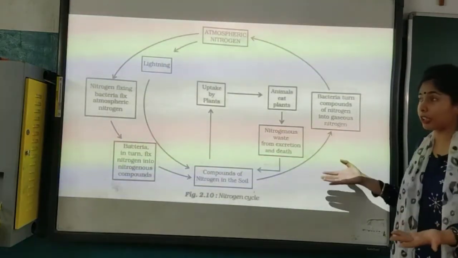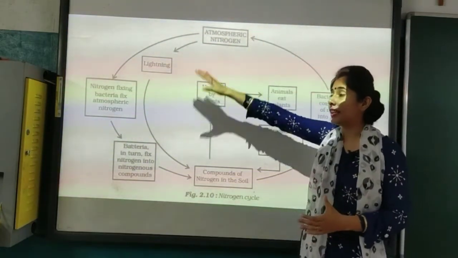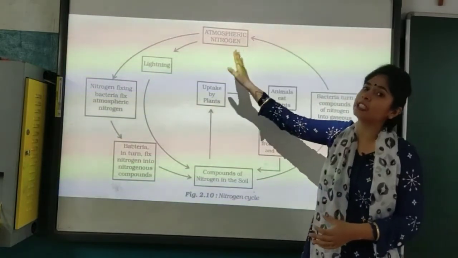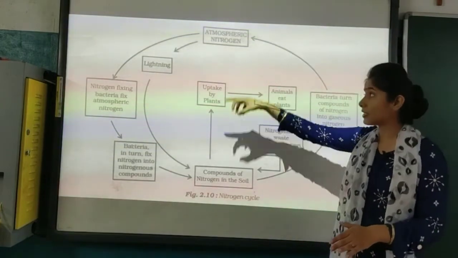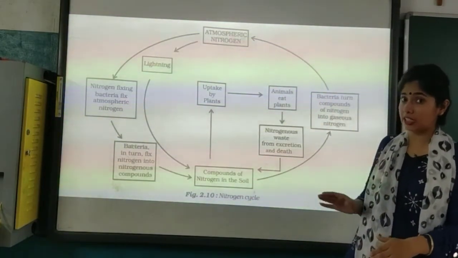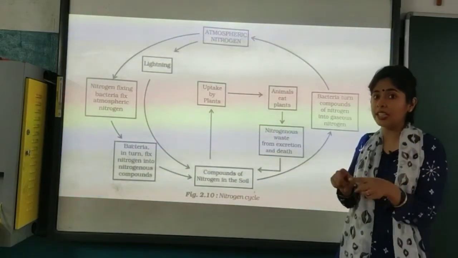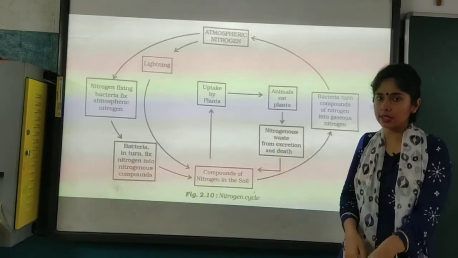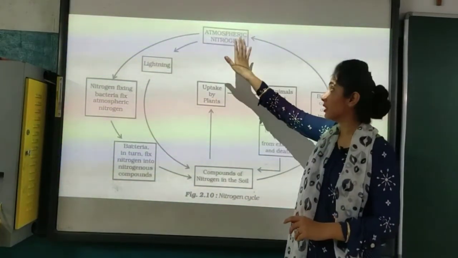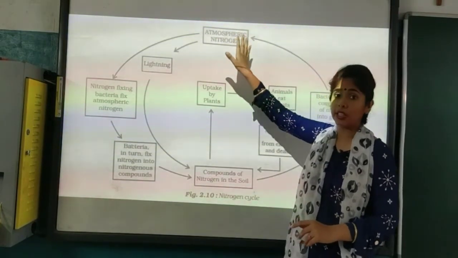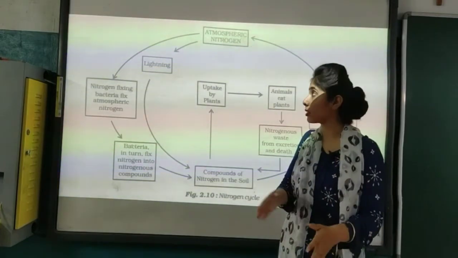Now let us see the nitrogen cycle, how this atmospheric nitrogen gets fixed and again converted into atmospheric nitrogen. That's why this is a cycle, and due to this cycle only the constituent of nitrogen in the atmosphere remains constant. So there is nitrogen in the atmosphere. Now let us see how it gets to the soil and how it gets fixed.